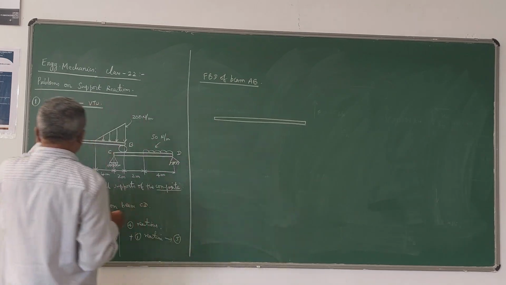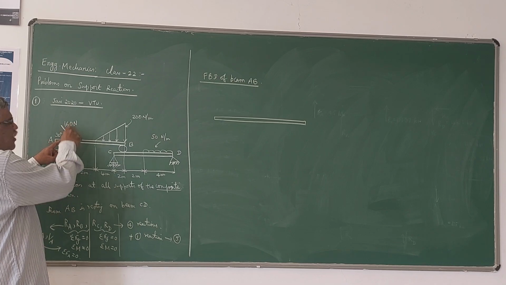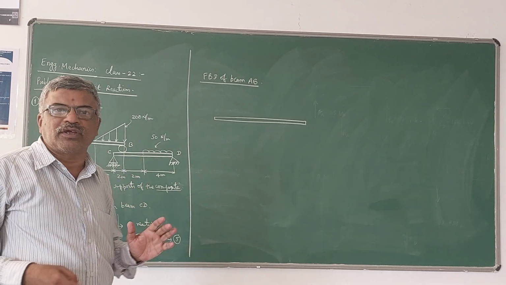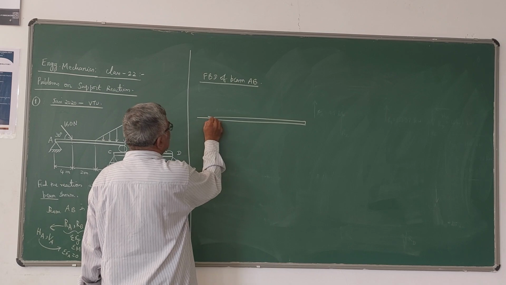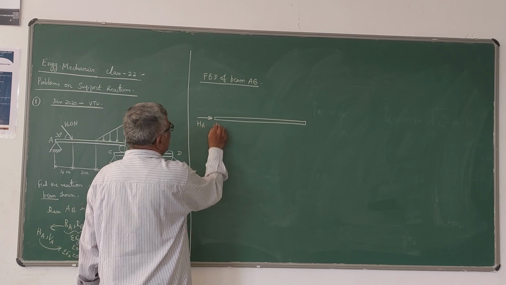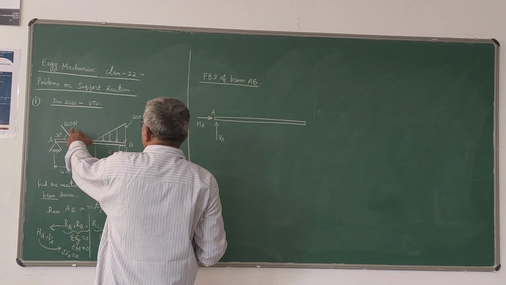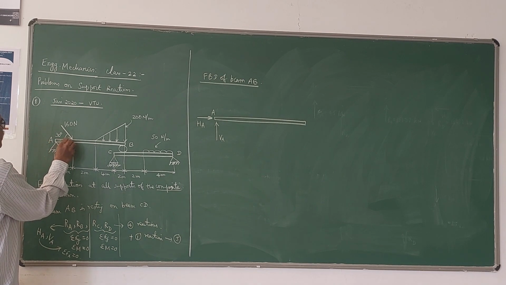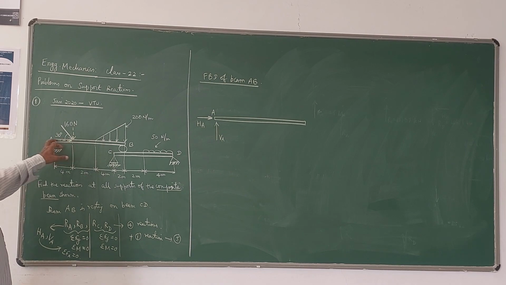Since you have an inclined load given on this beam AB, definitely this will have 2 components, horizontal and vertical. The horizontal component of the force is resisted by the horizontal reaction. Let me take the horizontal reaction like this, HA, and VA will be like this, at point A. Then you have this 160 Newton force, which should be resolved. If you resolve that, you have 2 forces like this: 160 cos 30 and 160 sin 30.